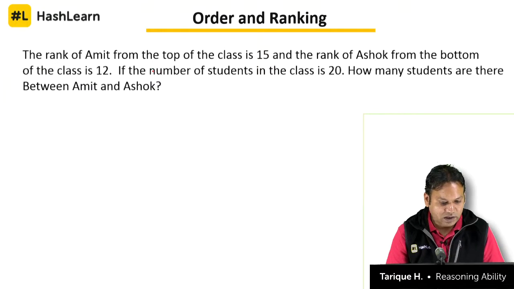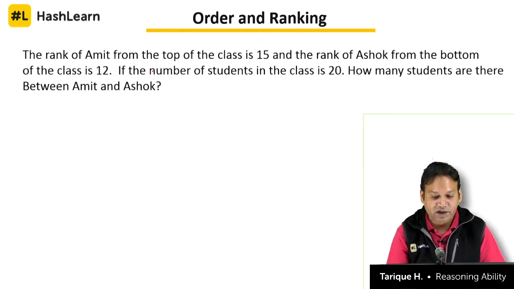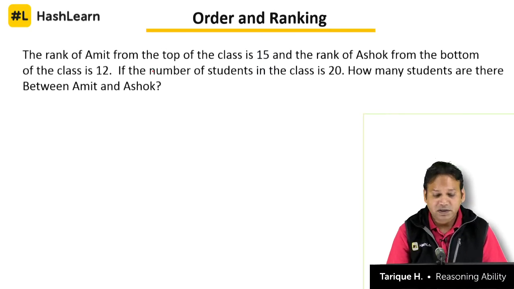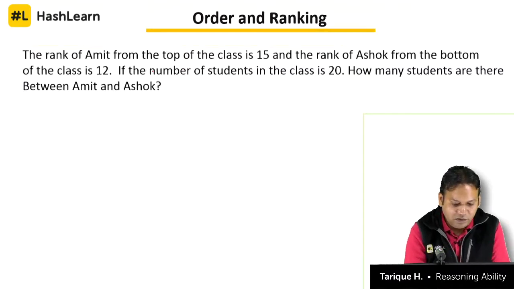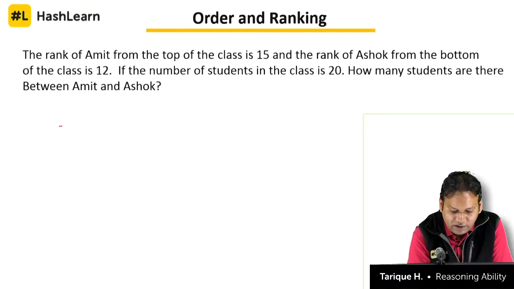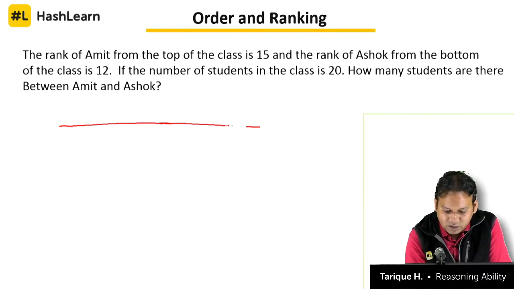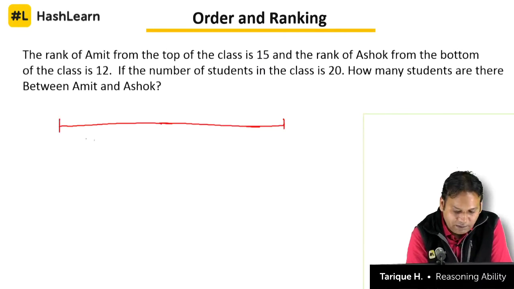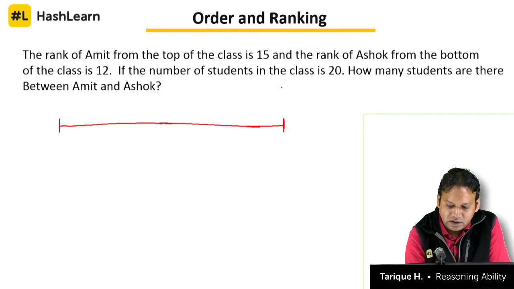Now let's look at this question now. The rank of Amit from the top of the class is 15 and the rank of Ashok from the bottom of the class is 12. If the number of students in the class is 20, how many students are there in between Amit and Ashok? So let's try to first make a diagram and solve, and then we'll solve it directly by using a formula also. Just now I made a diagram and I showed you that okay, there are 20 students in the class.